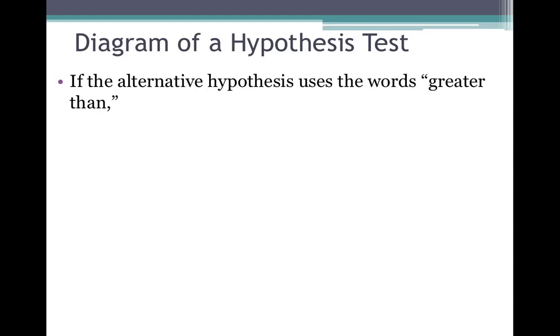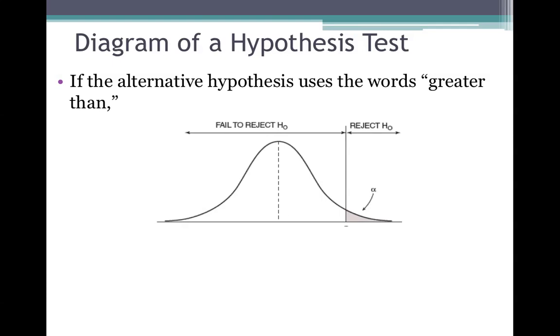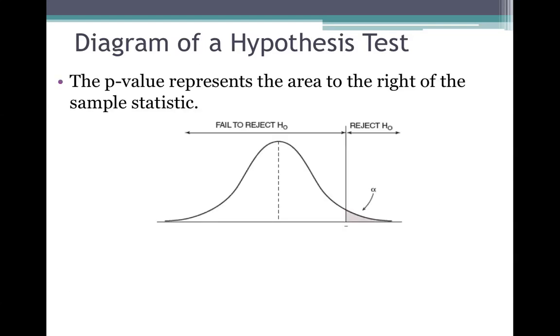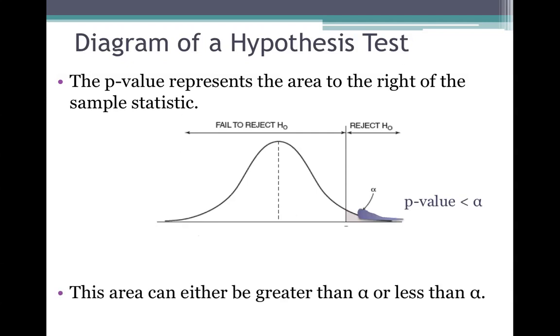If we use the words greater than in our alternative hypothesis, the test is on the right-hand side, the shaded area is in the extreme right tail, and alpha is shaded in either 1% or 5% in the extreme right tail. The p-value that we get out of the sample analysis is going to be the area going to positive infinity in this case. It's either going to be smaller than alpha, in which case the sample mean or sample proportion falls here, which is in our reject H0 region.